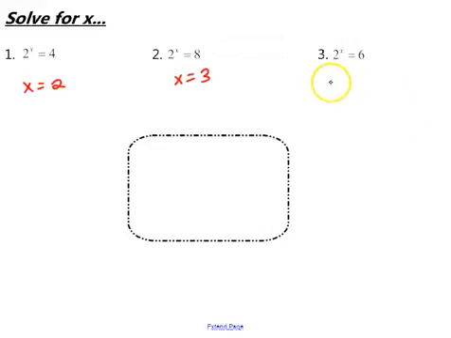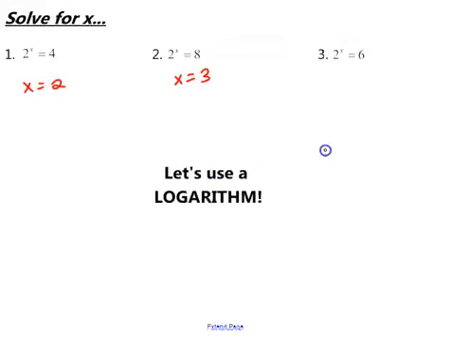But when we look at example number 3, it says 2 to the x equals 6. 2 raised to any exponent, we don't know what that exponent is going to be to give us an answer of 6. So let's use a logarithm.